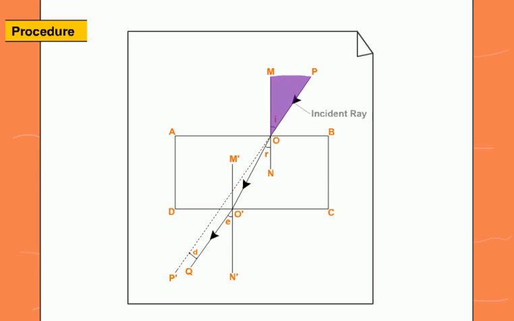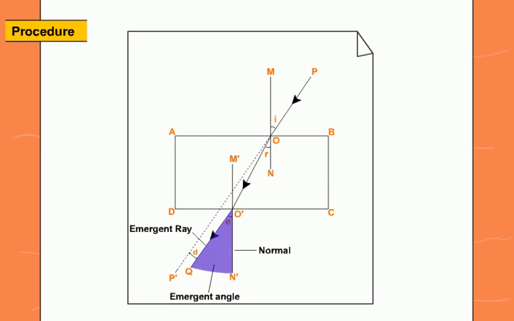The angle between the incident ray and the normal is called the angle of incidence, that is, angle POM. The angle between the refracted ray and the normal is called the refracted angle, that is, angle O'ON. The angle between the emergent ray and the normal is called the emergent angle, that is, angle QO'N'. The perpendicular distance between the emergent ray and the incident ray produced is called lateral displacement.